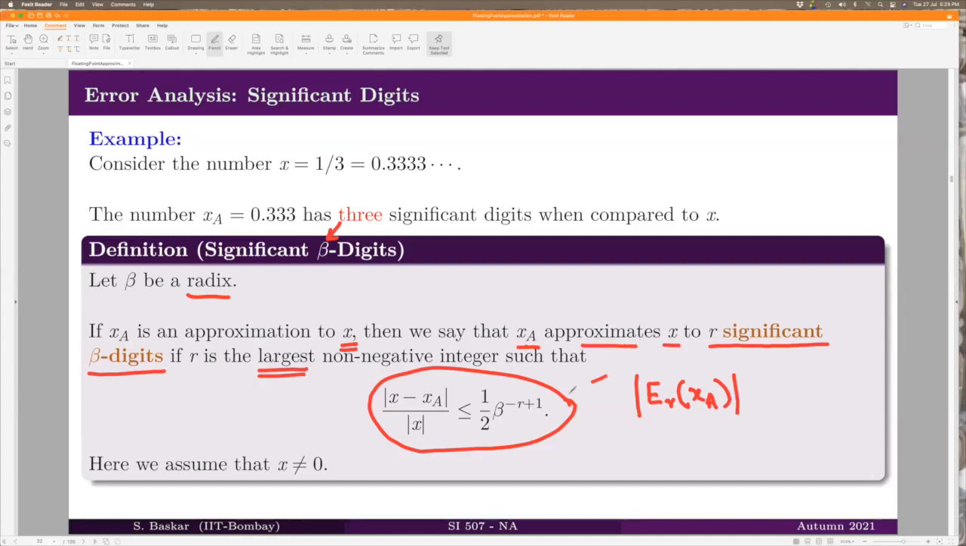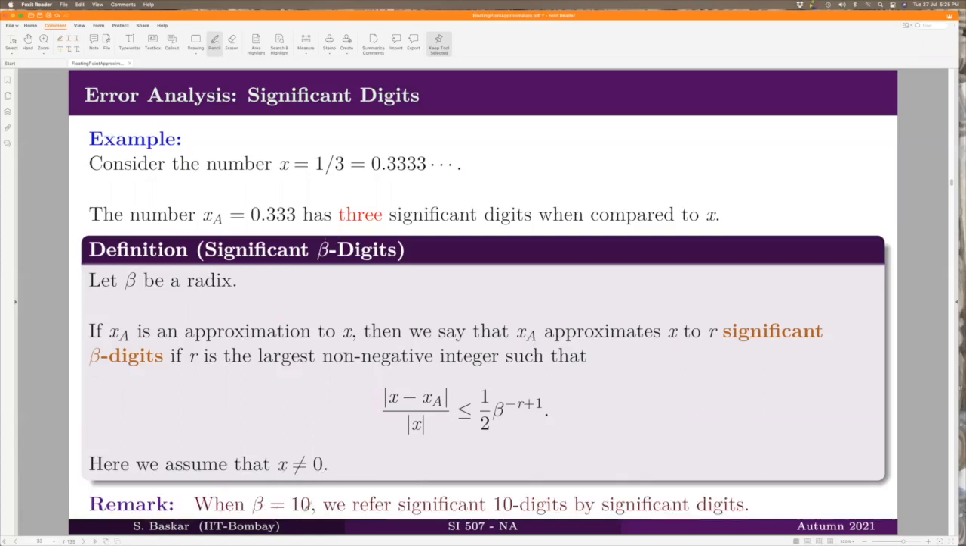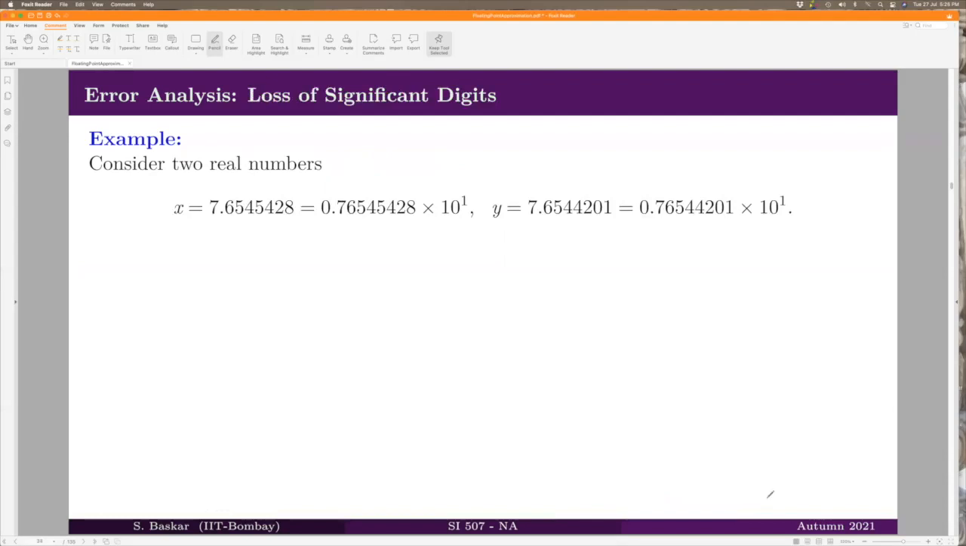What is the idea behind this formula? Well, if you solve exercise problem 7 subdivision 2, you will come to know the idea behind this formula. I'll leave it to you to see that. As usual, since we are working with the relative error, we have to assume that x is not equal to 0. As I told you, when beta equals 10, we simply refer to significant 10 digits as significant digits. The next keyword that we want to understand is the loss of significant digits.